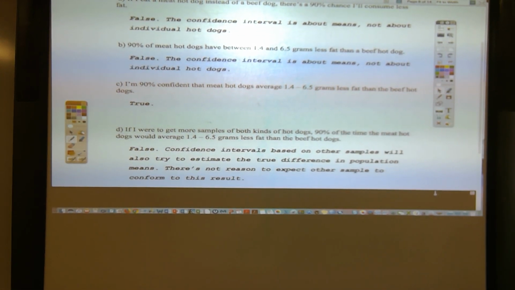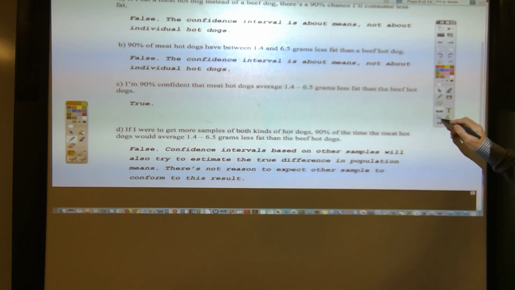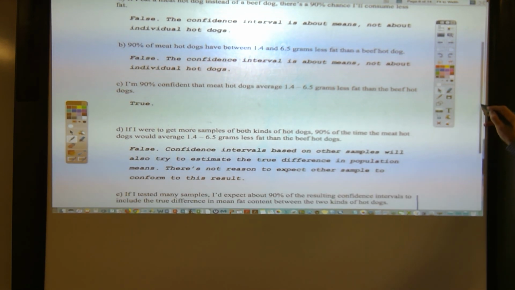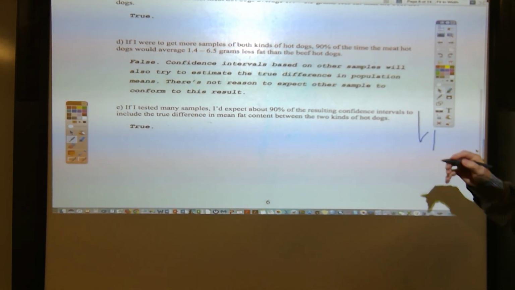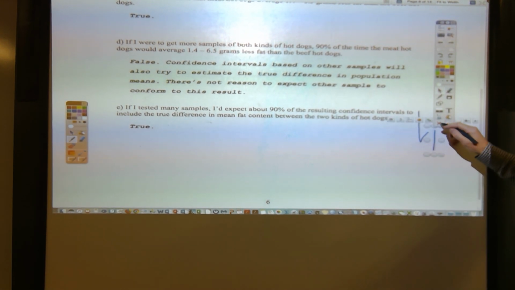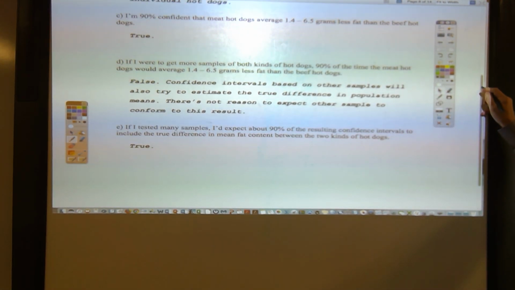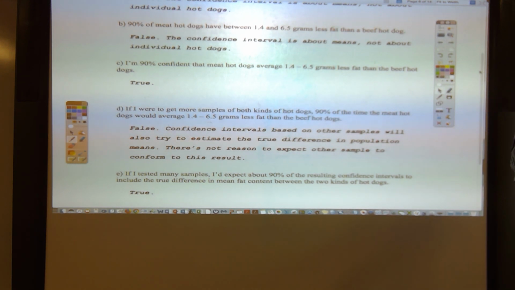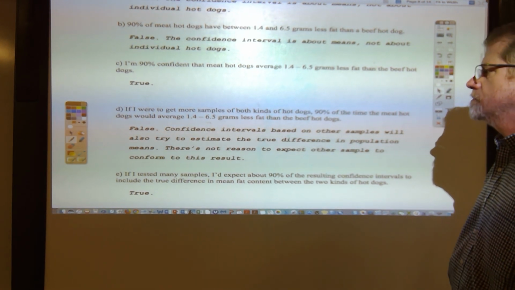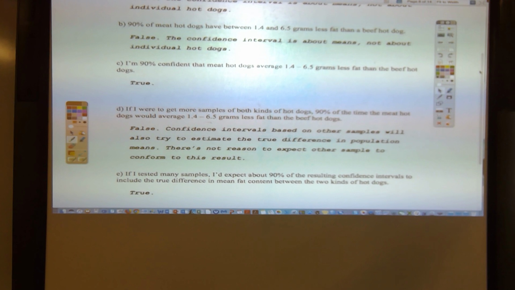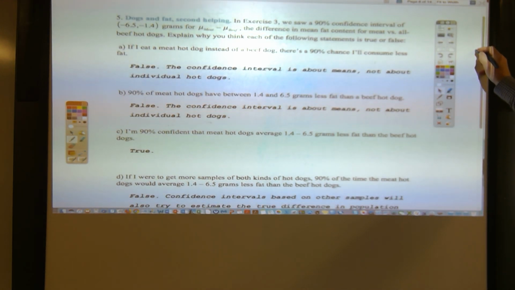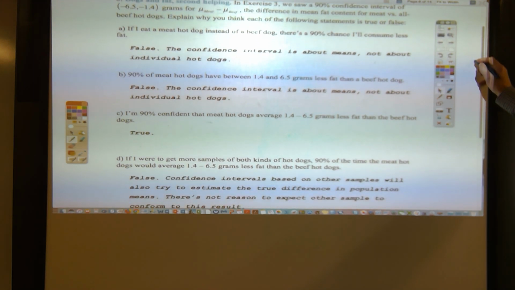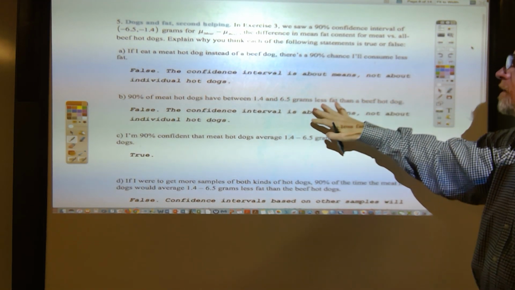Any questions on the true or false activity? Oh, there's one more, and that is part E. That's a true statement. Yes, go ahead. When you move up to the questions, it has parentheses, negative 6.5, negative 1.4. How do you explain what the numbers indicate? Like, why is the confidence interval two negative numbers?